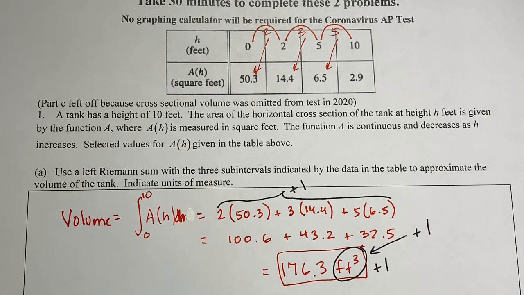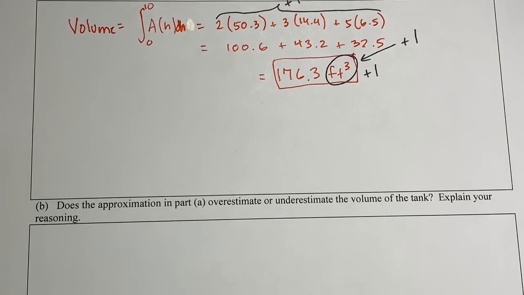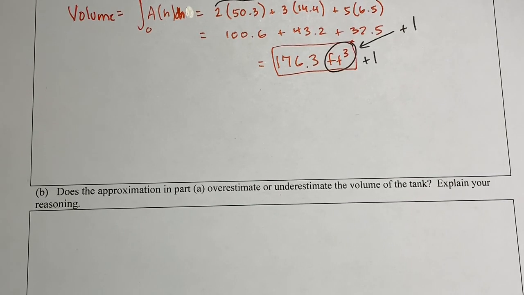Okay? But they needed to see that you knew what volume was. So that's number 1, up to 3 points there. And then number 2 says, does this approximation in A overestimate or underestimate the volume?